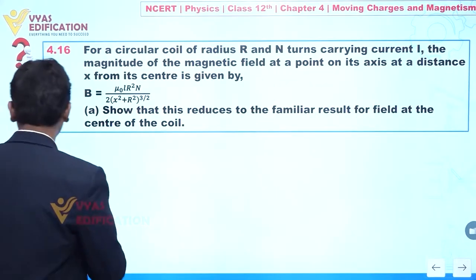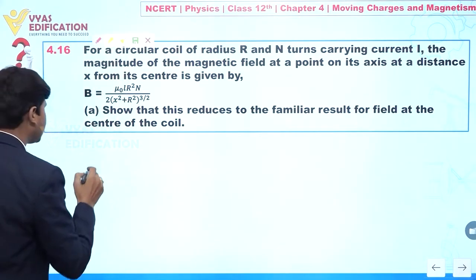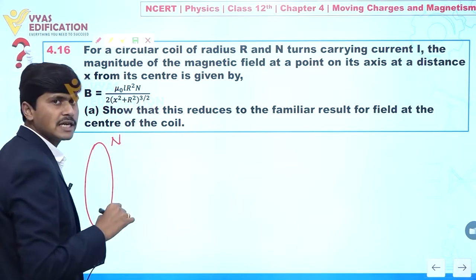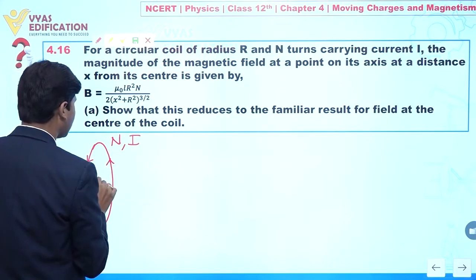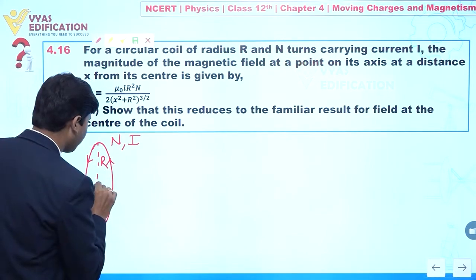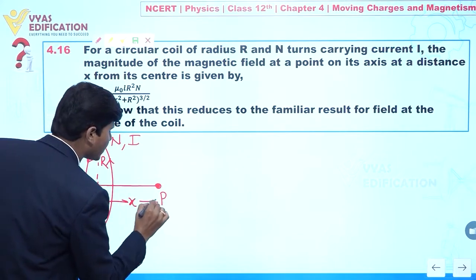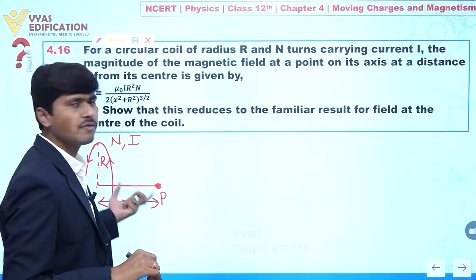Now listen carefully. Now you know what the given situation is here. Let's suppose here we have a coil with number of turns N. Let's suppose the current flowing in this coil is I. It is also given that the radius is R. We are taking a point on its axis like this. And can we calculate the value of B here?